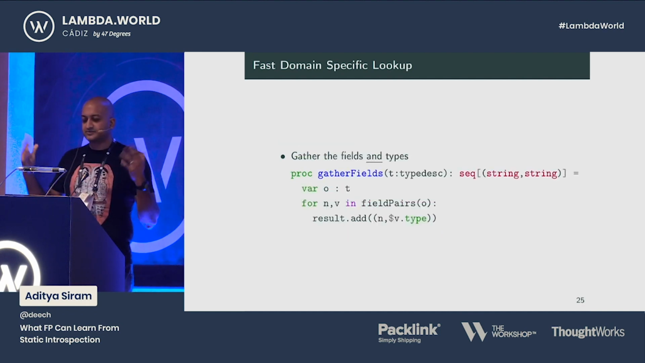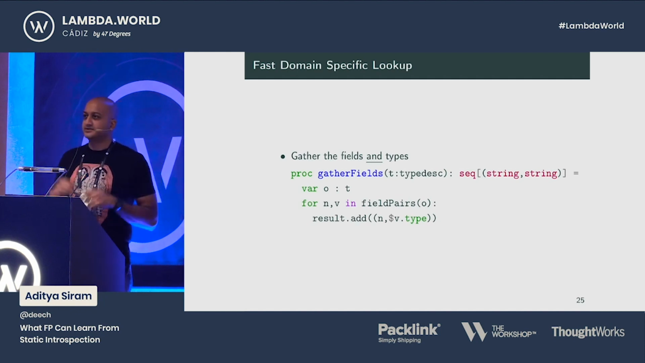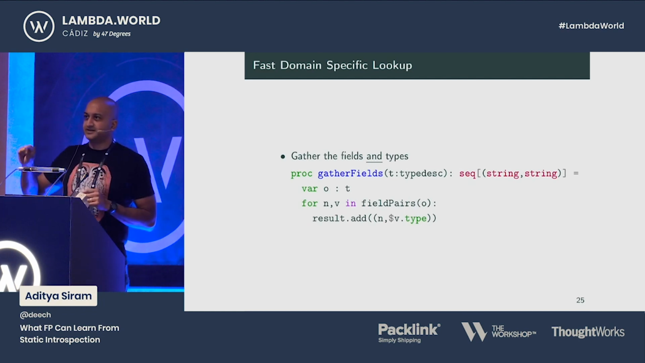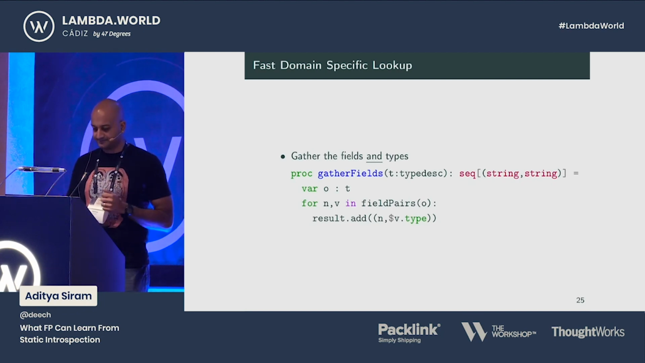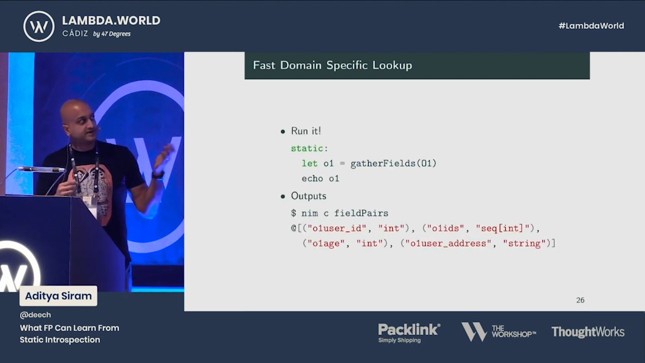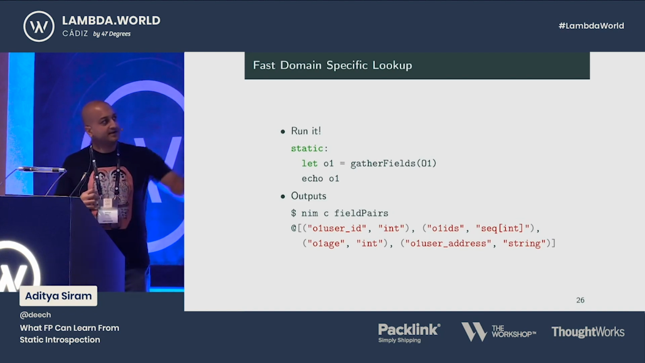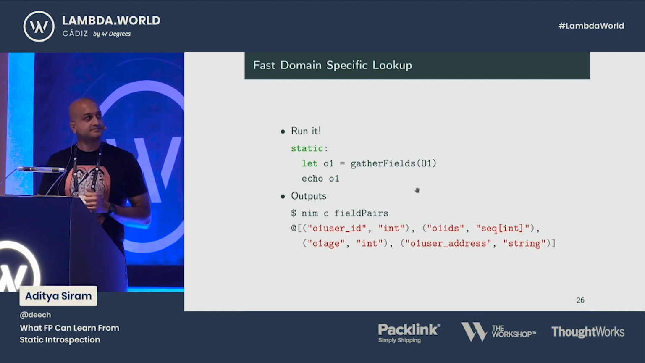So now I want to gather up all the fields and all the types. And this is just Nim code that does that. This is almost the same as that D code that I showed you earlier. There's a function called gatherFields that takes a meta type, that's what typedesc is, a type description, and it outputs a list of string tuples. It just iterates over that object and tacks on the name of the field and the type of the field into that sequence. And when I run it at compile time, I gather all those fields and echo them out to standard out. And when I compile it, I get this list of fields inside of that object.